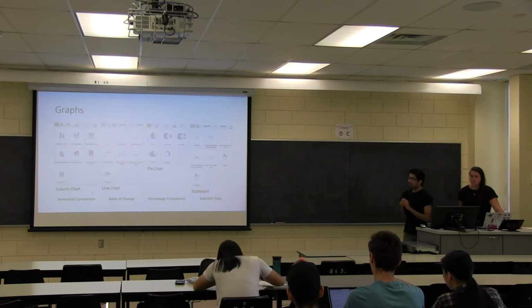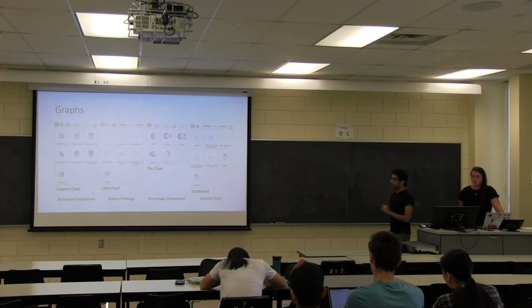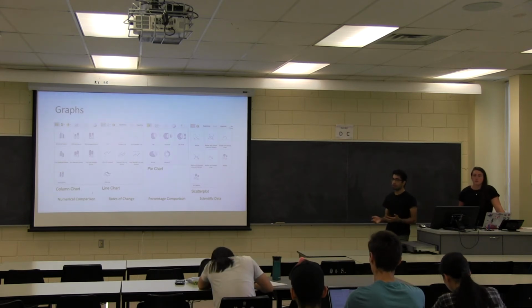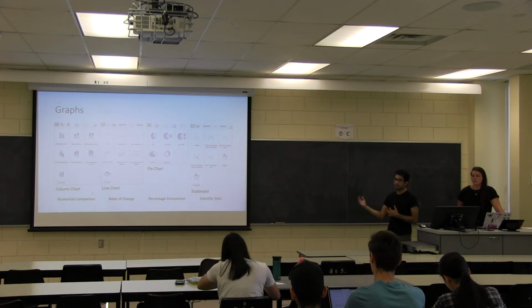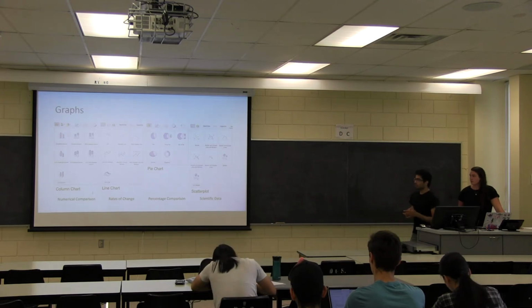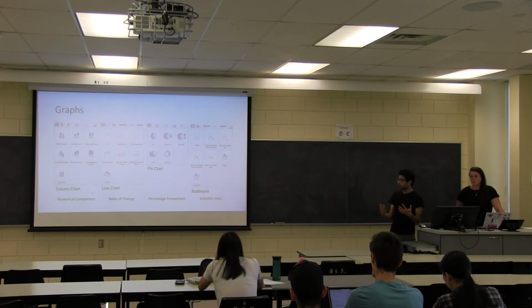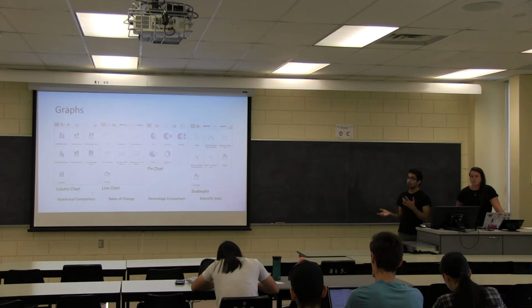All right. So for graphs, we talked about these 4 different types of graphs. Again, we're not going to be asking you to draw a graph, but you should know what type of graph will be best used to display certain data. Column charts are for more numerical comparisons. Line charts show changes over time. Pie charts are used for percentages, and scatter plots are more if you want to look for trends or scientific data.